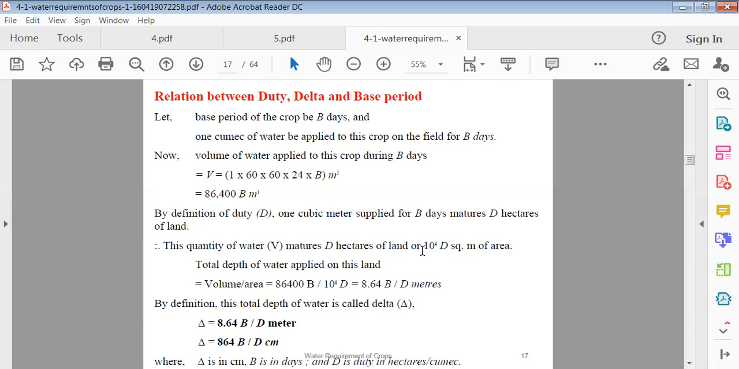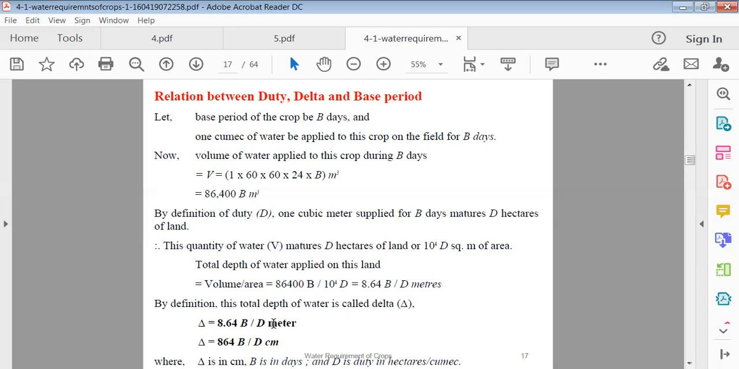Okay, so the quantity of water V matures D hectares of land, and now hectares is converted into square meter. That is, 1 hectare is 10,000 square meter of area. So the total depth of the water applied on this land is given by volume by area. Volume is 86,400 B, which we have already calculated, divided by area. Area is converted from hectare to square meter, that is 10 to the power 4 D. So this should be 8.64 B divided by D meters.